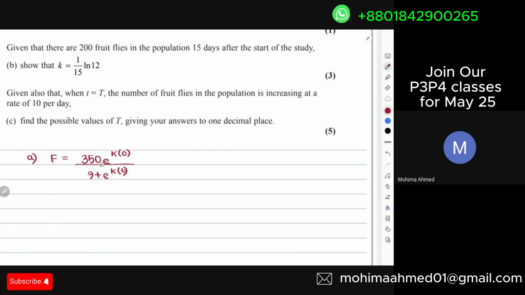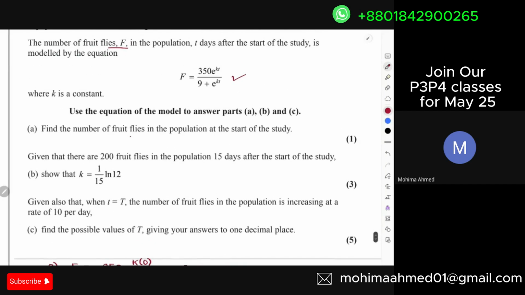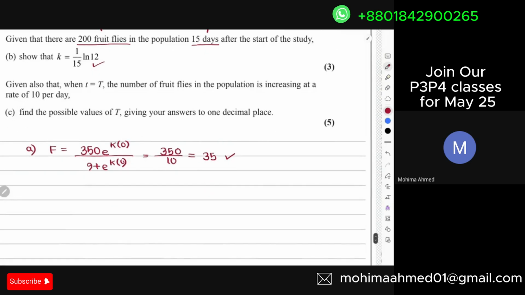That's basically 350 divided by 10, right? So we get 350 over 10, which is just 35, and that is the work. After that, they're saying that given that there are 200 fruit flies, the value for your capital F is 200, and 15 days is the value for your time. Show that k is equal to 1 by 15 ln 12.